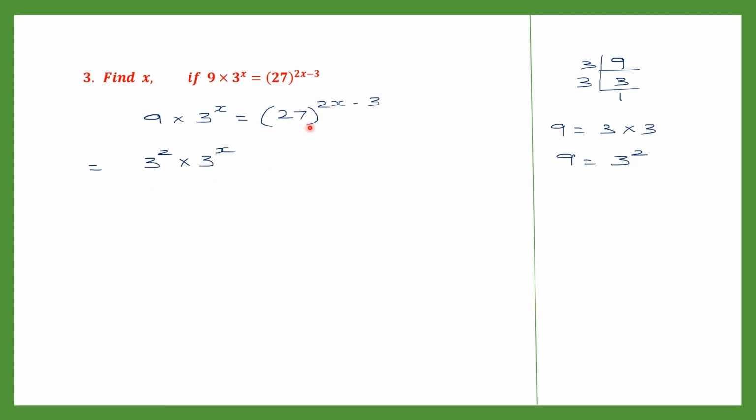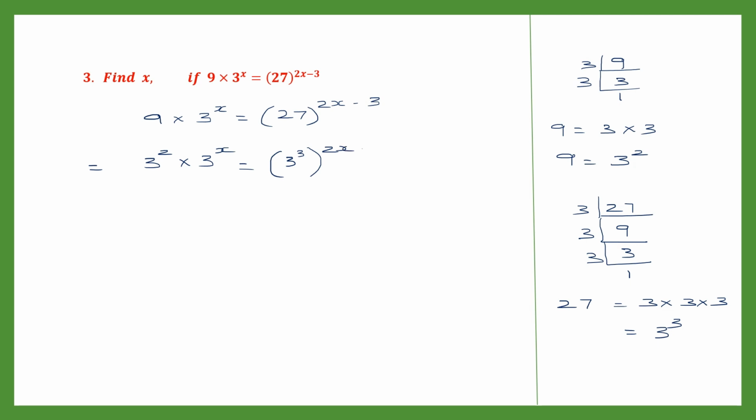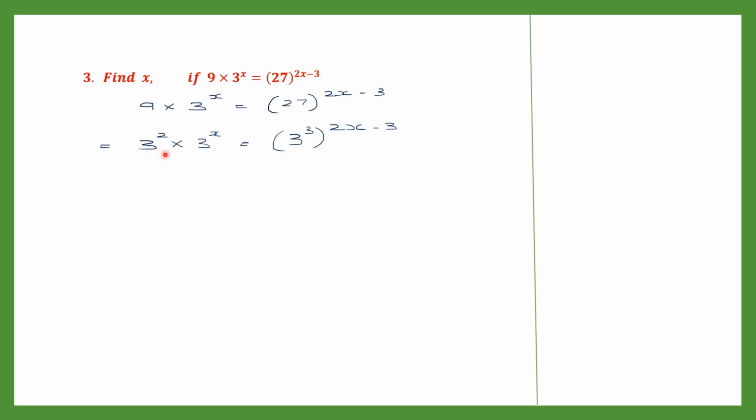Similarly, on the other side also, let's find the prime factors of 27. So 27, the prime factors, again let's divide it by 3. 3 nines are 27, then 3 threes are 9, 3 ones are 3. So here the prime factors of 27 are 3 into 3 into 3, or we can say 3 raised to the power of 3. So instead of writing 27, we can say 3 raised to the power of 3. So this becomes 3 raised to the power of 3, and this whole thing is now raised to the power of 2x minus 3.